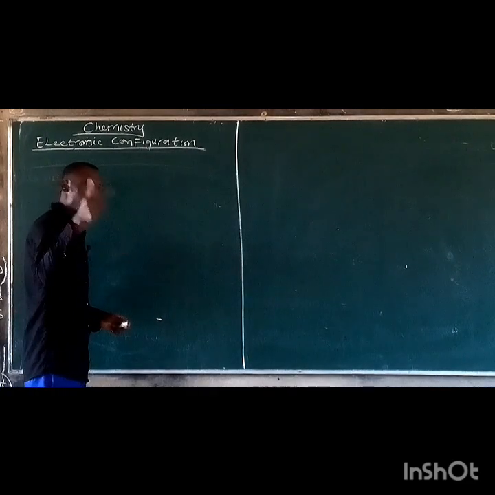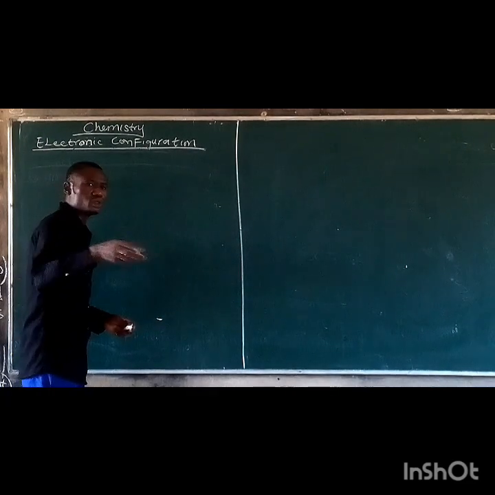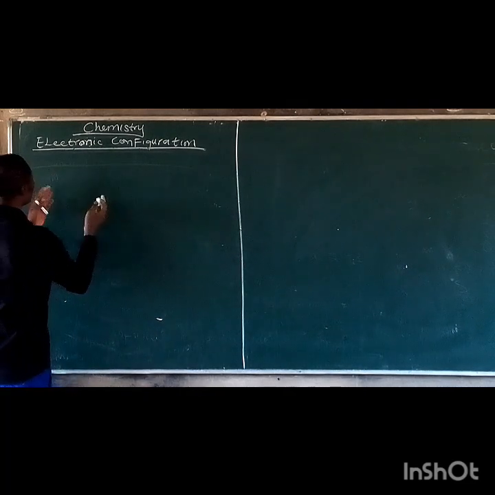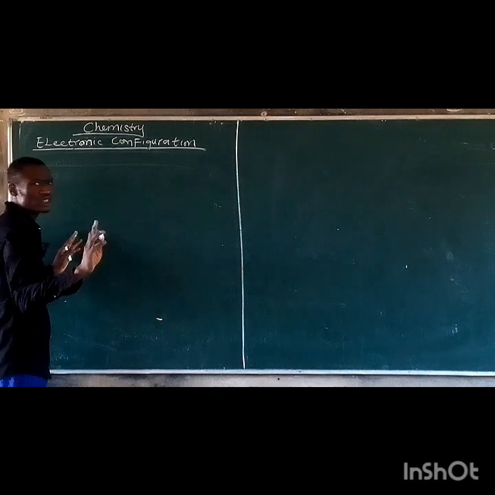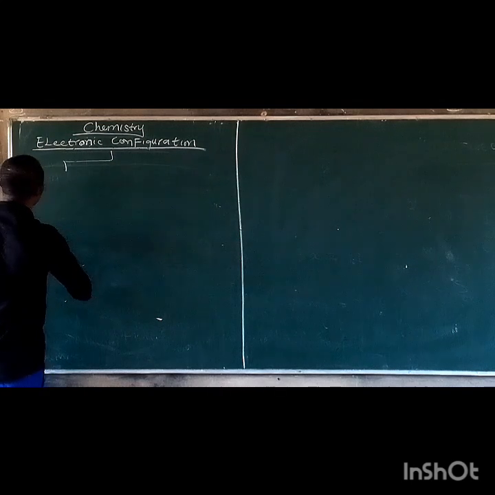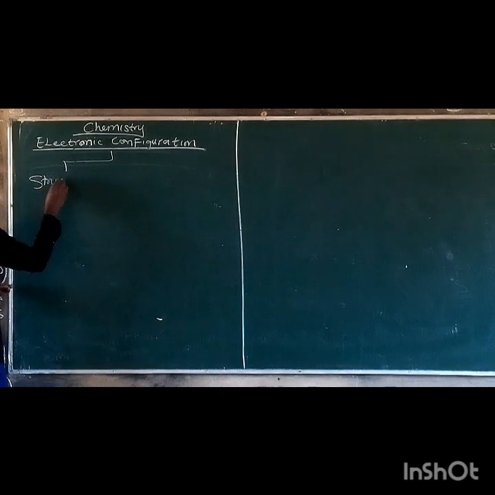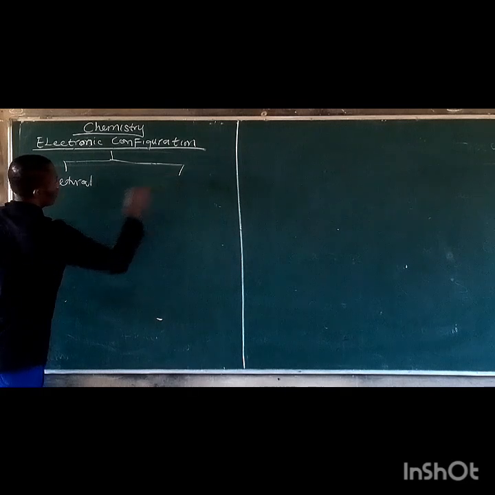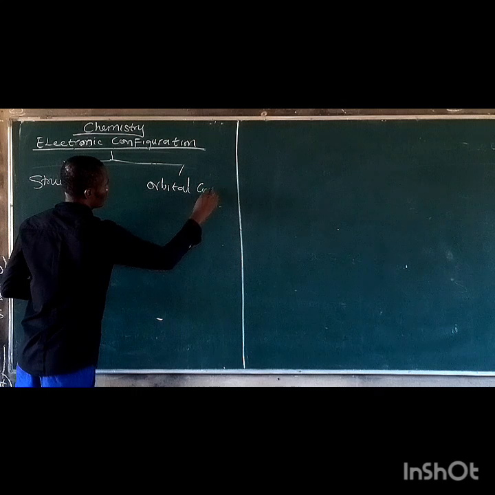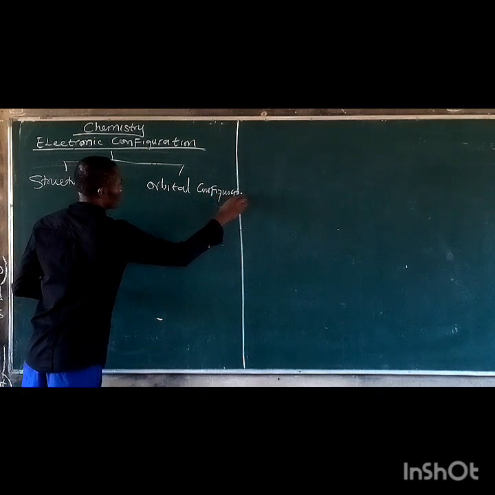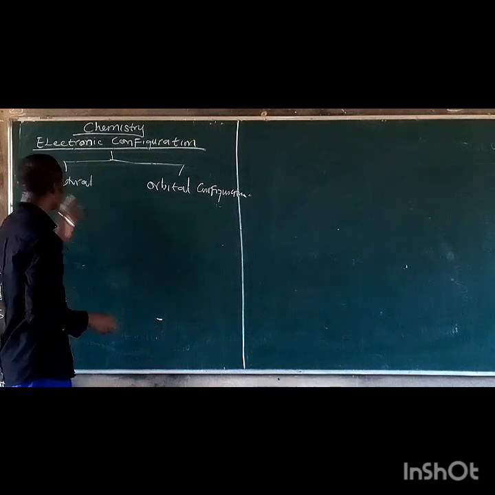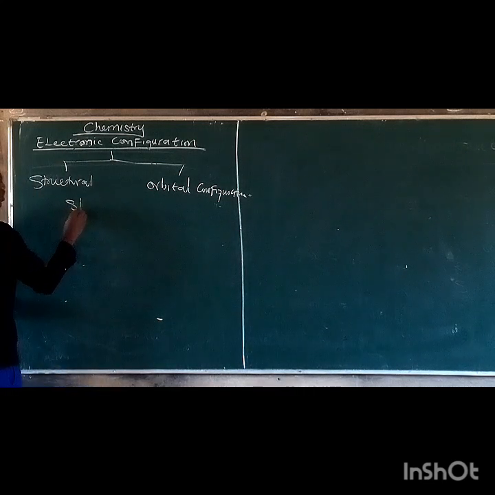Number one, acquire the right mental attitude. Number two, acquire the right mental information. That's what I mean to say. Now, in this concept, there are two major types of electronic configuration: the structural configuration and the orbital configuration. Let's go to the first one, the structural configuration.